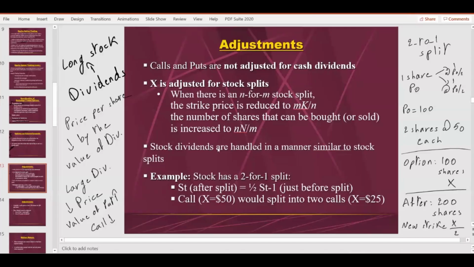Now for a stock dividend, because sometimes companies may decide instead of paying cash dividends to pay stock dividends. In this case, a stock dividend is handled in a manner similar to a stock split. For example, for each 4 shares, you may receive an additional share. This is an example of a stock dividend. So it's considered a type of stock split if you want.